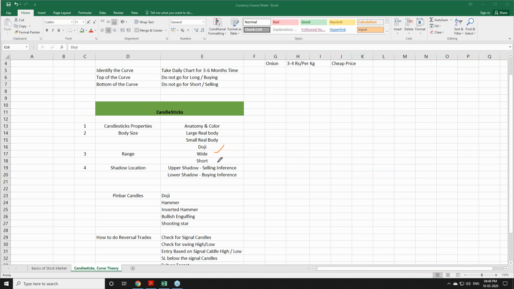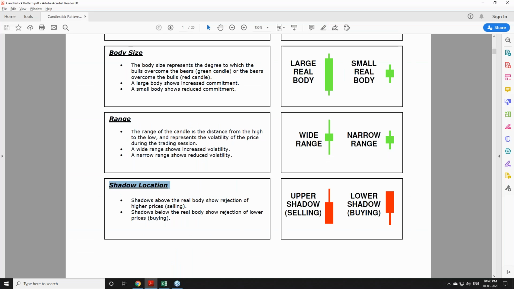So we have learned what range is, and wide and short range. Now shadow location. How to correlate this? Let me read the theory so that I get some thoughts on examples. A shadow above the real body shows the rejection of higher prices, and it represents selling.